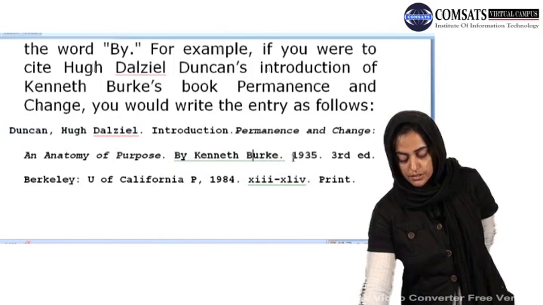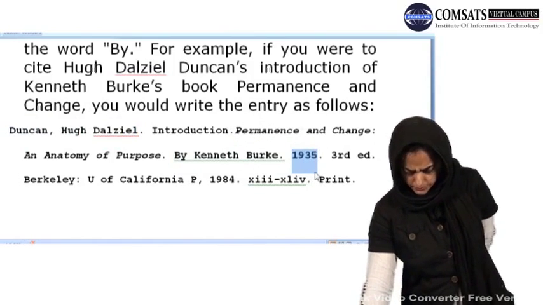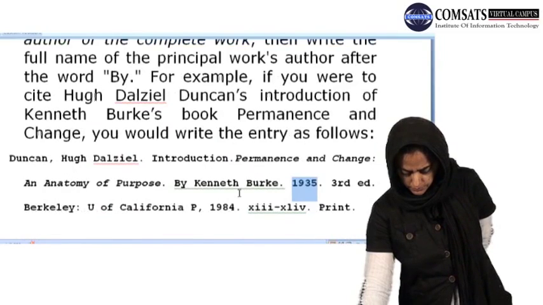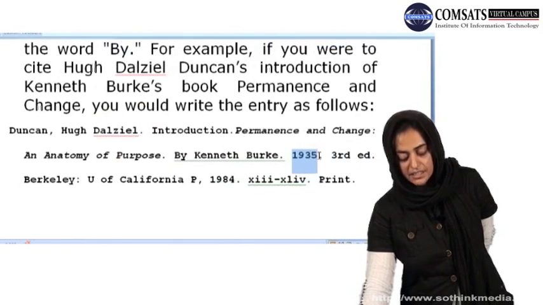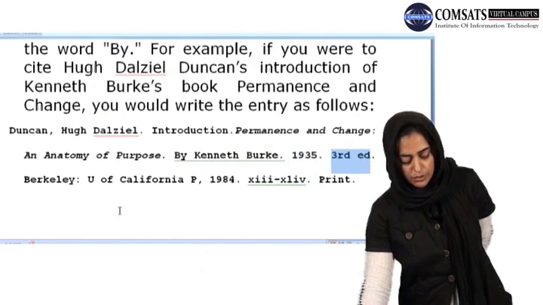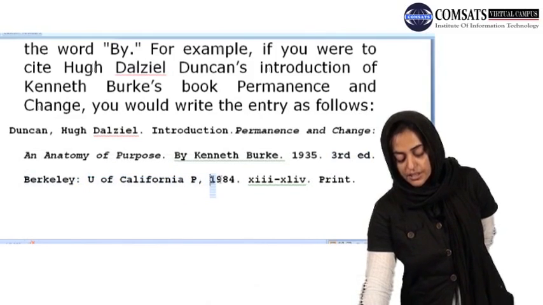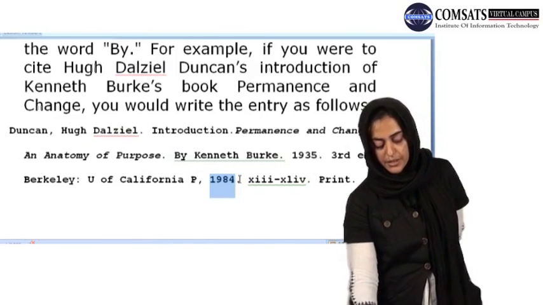After that, dear students, the year of publication of the third edition. The original publication date, that is 1935. Then after that, the edition number. Then, dear students, kindly have a look on the screen. It's the city of publication, then the publisher's name, and over here 1984 is the latest publication date, and then the medium of publication, print.